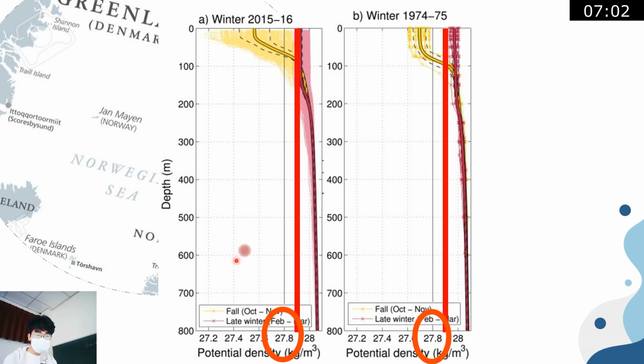So we can see this is the line of the 27.8. So which means over here, it can be a source of the NIJ.